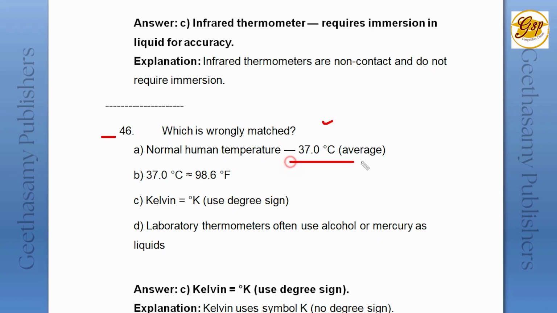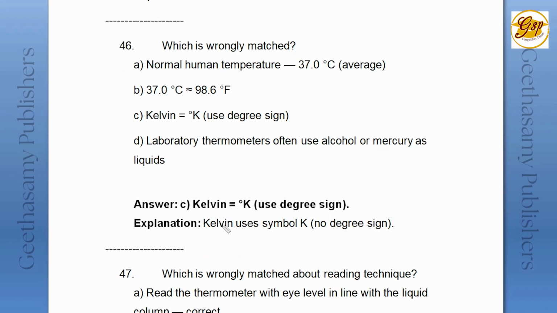46th question. Which is wrongly matched? Normal human temperature 36 degrees centigrade and 37 degrees centigrade equal 98.6 F, and Kelvin degree K use degree sign, and laboratory thermometer often use alcohol or mercury as liquids. So answer is C, Kelvin degree sign, and the explanation: Kelvin uses K symbol only, no degree. We have said many times now.